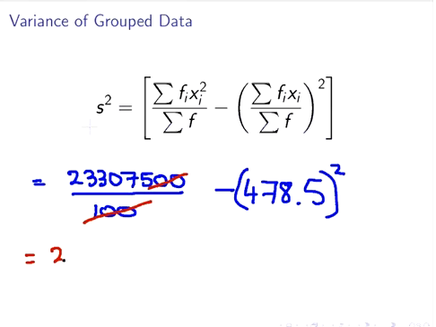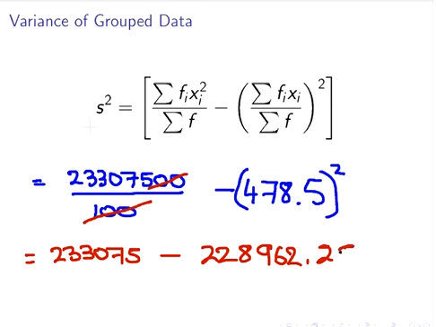So this is equal to 233,075 minus that squared. We would get 228,962.25. Okay, and that is equal to 4112.75. So that is the variance there. That's our answer down there. That's the variance.